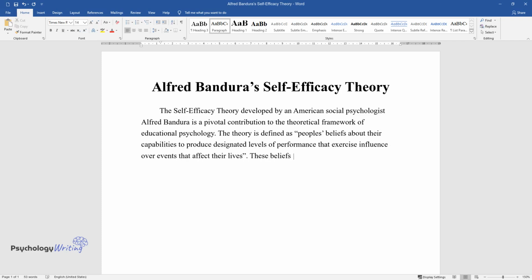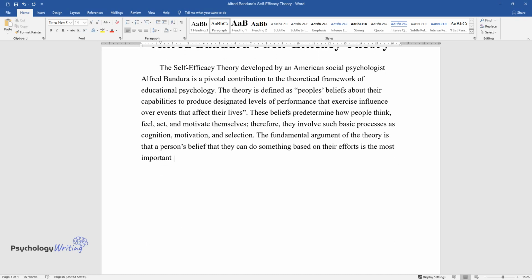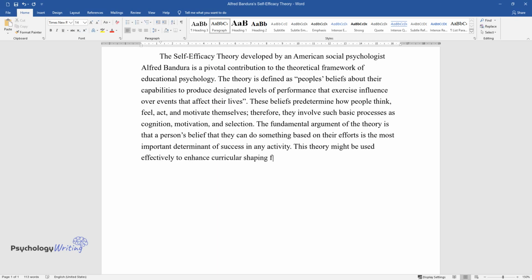These beliefs predetermine how people think, feel, act, and motivate themselves. Therefore, they involve such basic processes as cognition, motivation, and selection. The fundamental argument of the theory is that a person's belief that they can do something based on their efforts is the most important determinant of success in any activity. This theory might be used effectively to enhance curricular shaping for better academic outcomes at educational institutions.